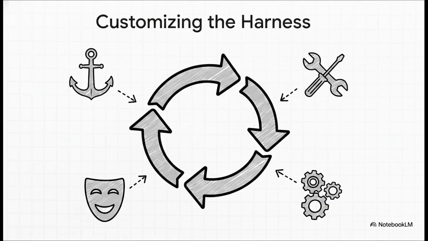They're adding custom tools through the Model Context Protocol, or MCP. They're spinning up isolated sub-agents to handle parallel tasks without confusing the main thread. They write these highly specific system prompts to enforce roles, and they set up lifecycle hooks that automatically trigger actions right before or after a tool runs.